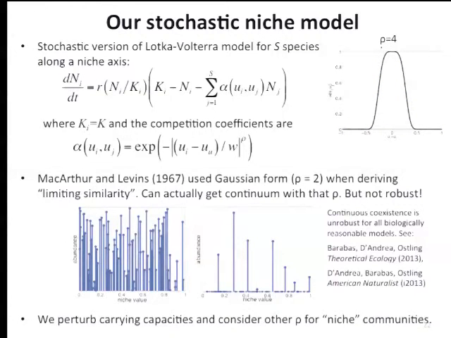So in studying this model, to avoid this issue, we either perturb our carrying capacities a bit or use other rho values, such as rho equals 4, where you can't even get continuous coexistence.